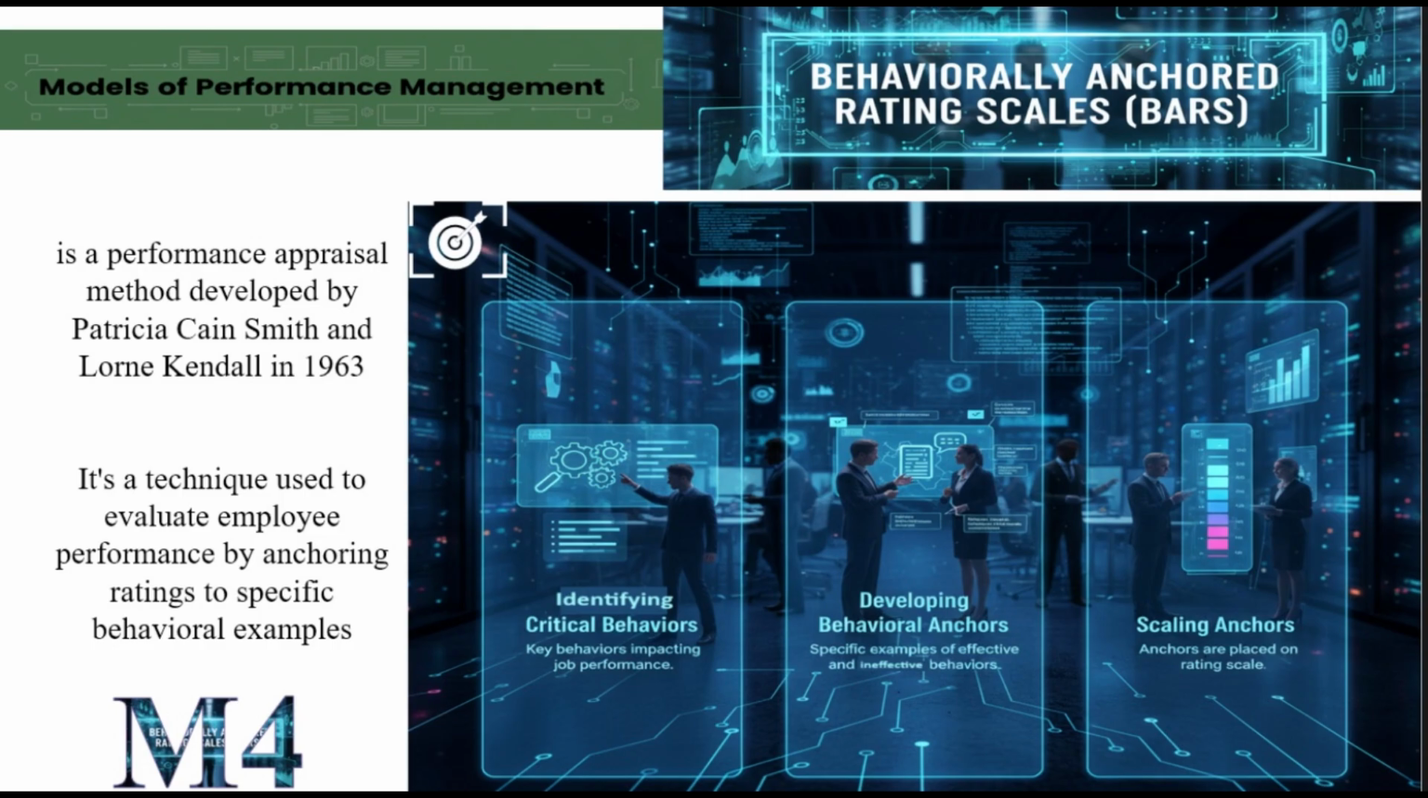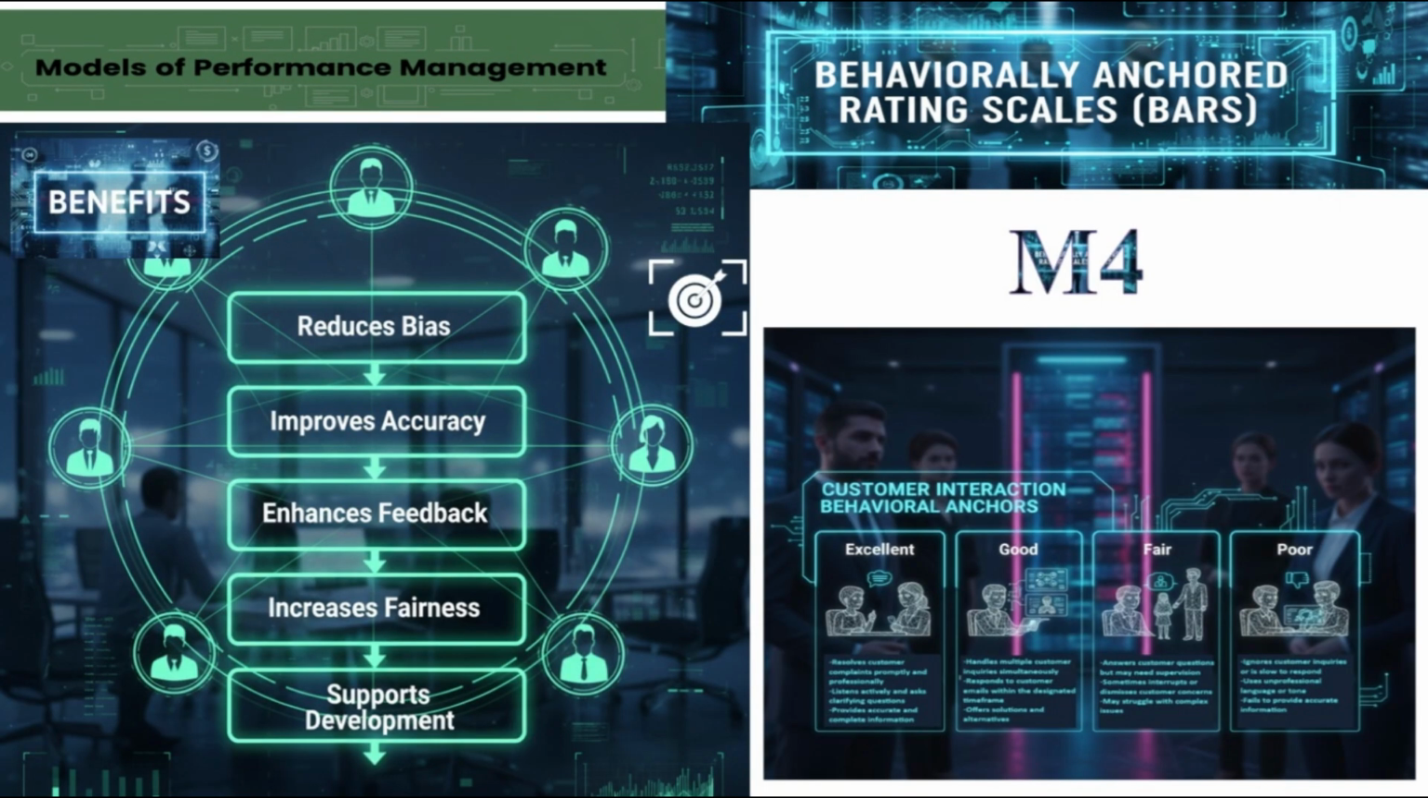BARS involves identifying key behaviors impacting job performance. It also develops behavioral anchors, by setting specific examples of effective and ineffective behaviors, and scaling such anchors, which are placed on a rating scale. Benefits include reducing bias by minimizing subjective ratings. It also improves accuracy by focusing on observable behaviors, and it also enhances feedback with clear examples which facilitate constructive feedback. It also increases fairness through standardized ratings, which promote equity, and it also supports development, which identifies behaviors for improvement.